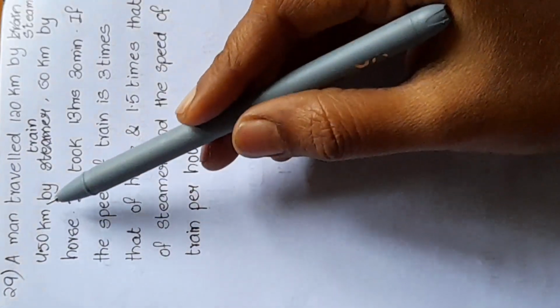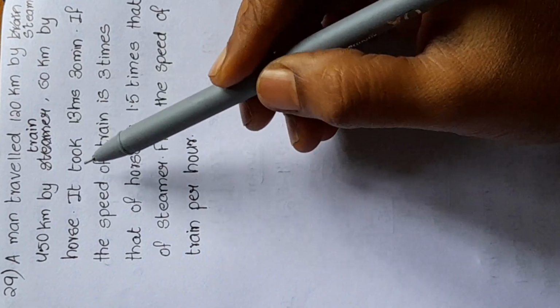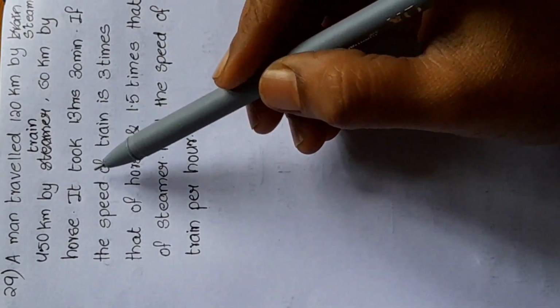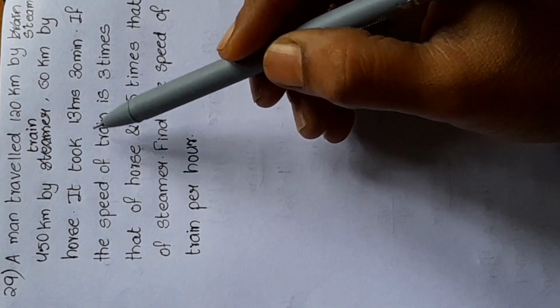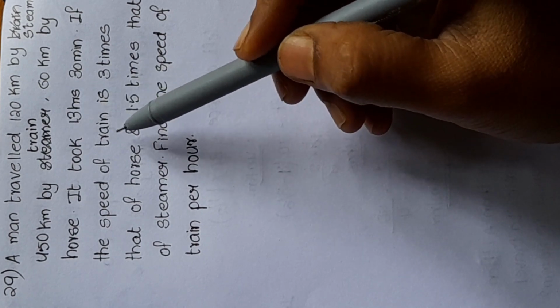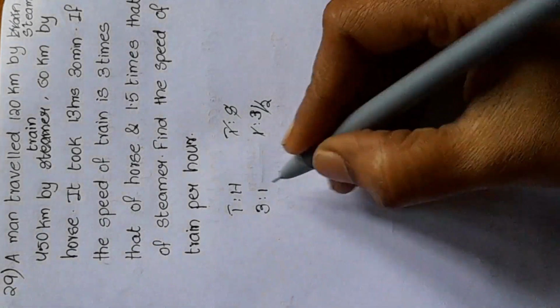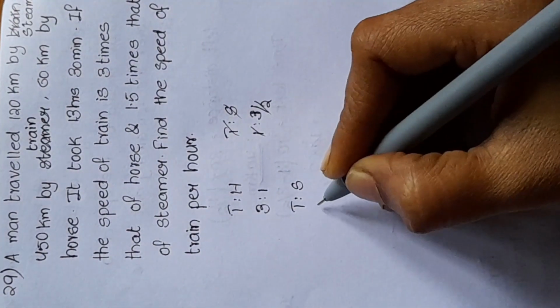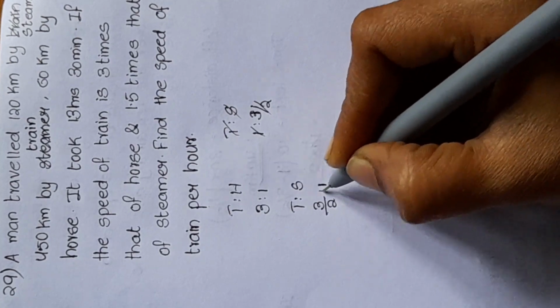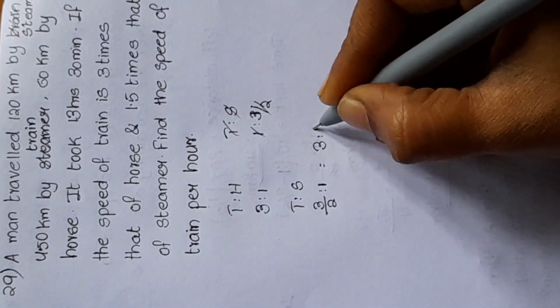Question number 29. A man travelled 120 kilometers by steamer, 450 kilometers by train and 60 kilometers by horse. If it took 13 hours 30 minutes, if the speed of the train is 3 times that of the horse and 1.5 times that of the steamer, find the speed of the train per hour. And the ratio of speeds of train to steamer is, train is 3 by 2 and steamer is 1. We can write this as 3 is to 2.